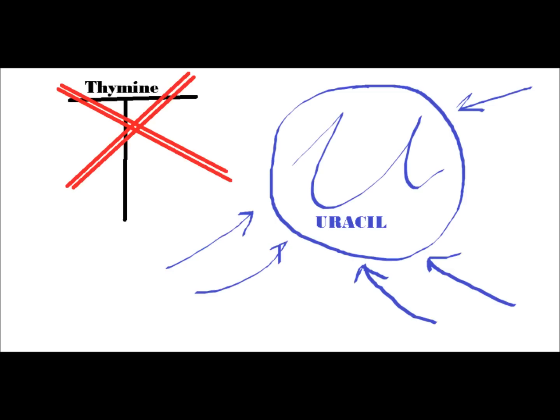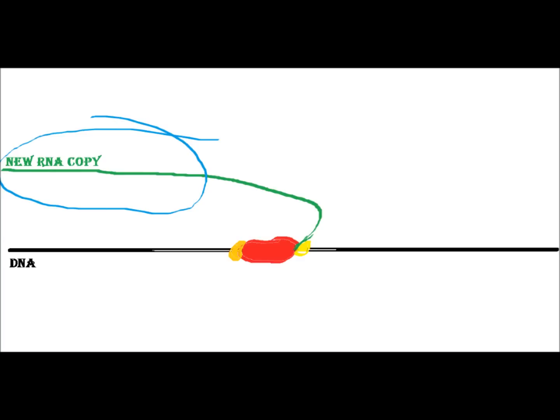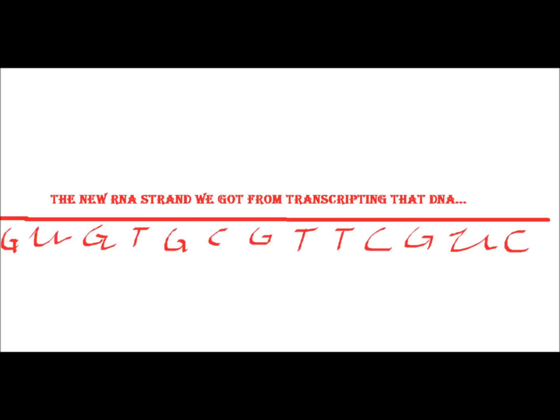So pretty much what I've been trying to say is, instead of pairing A with T, you actually pair A with U, and by the way U stands for uracil. Just making sure you get it. In this picture, you can see what it sort of looks like when the process of transcription is occurring. And the new strand of RNA that we got from transcription should look something like this.